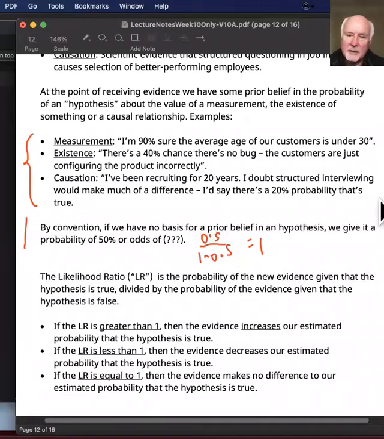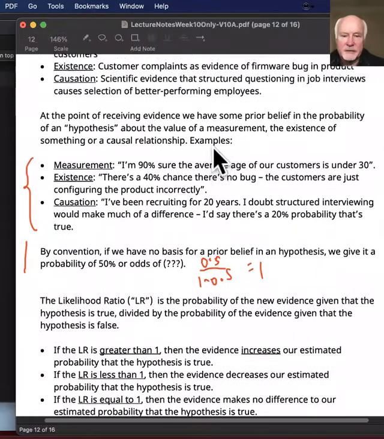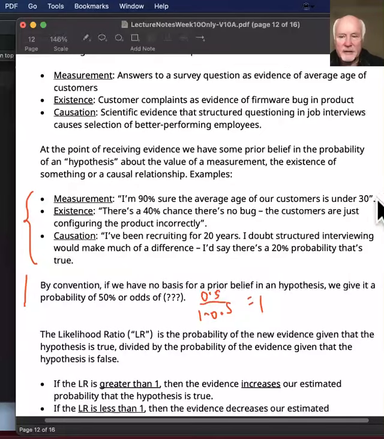So let's take the first case here, measuring the age of customers. Let's say you do a survey of a randomly selected sample of customers and you ask them their age. The average that you get back from that sample is 32 years of age. It's a sample, so you could probably calculate a confidence interval for it. Let's say the confidence interval is 28 years to 34 years.